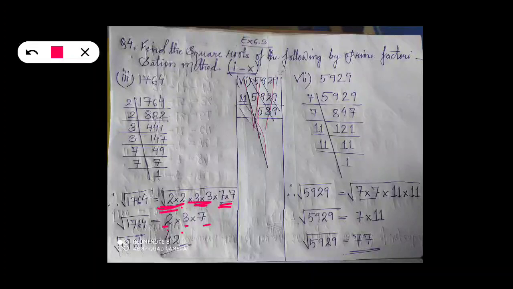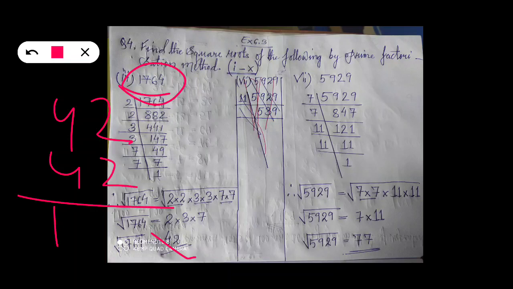Now after making pairs and writing only once at a time, this square root will be removed, because we have made the pairs. After removing the square root, you just have to multiply these numbers. 2 3s are 6, 6 7s are 42. So that means the square root of 1764 is 42. That means when you multiply 42 into 42, you get 1764. Okay, this is how you'll have to find the answer.